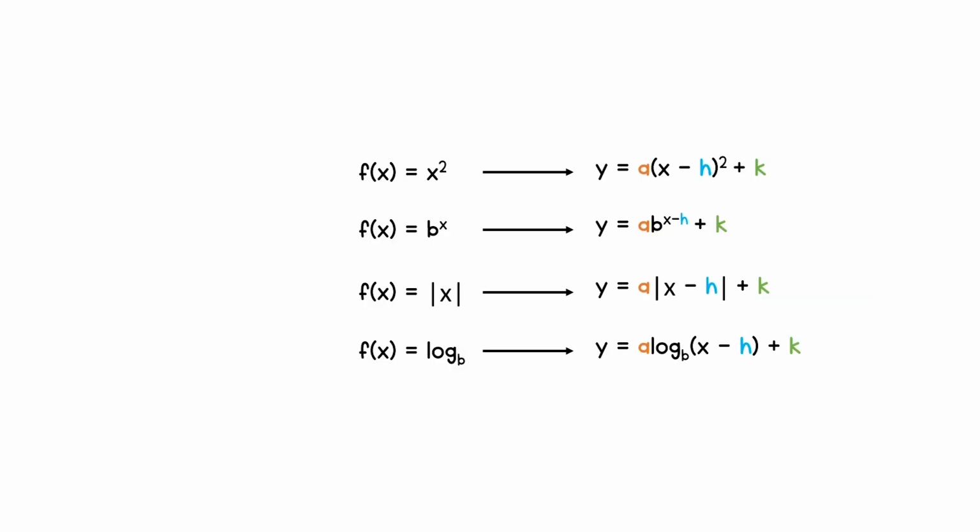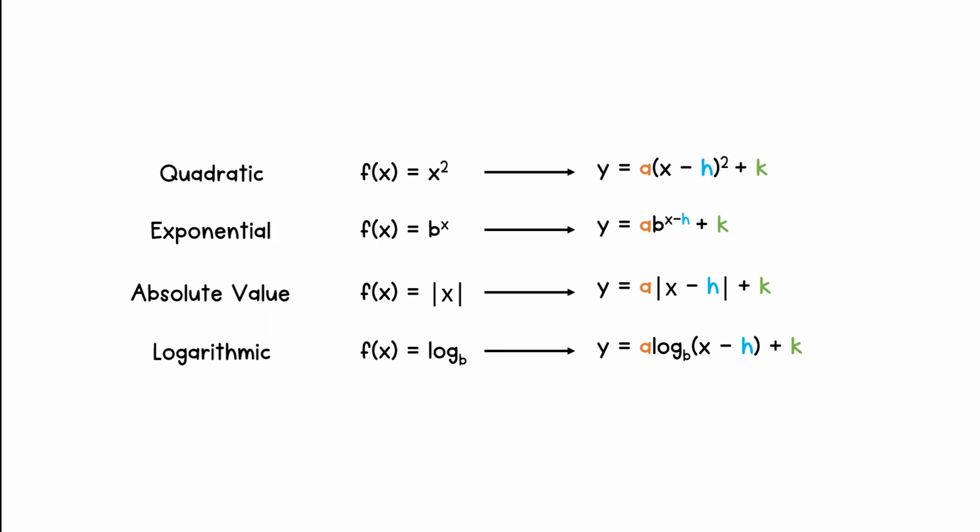Four main transformations that we cover in Algebra 1 and Algebra 2 are quadratics, exponential functions, absolute value functions, and logarithmic functions. And as you can see, the transformations appear in the same place using the same variables in every equation. It's also important to notice that it's always x minus h. When you're translating left and right, it's always subtracting originally, so you go the opposite direction. We'll see two different examples of this in a minute, but it's always important to remember that because the original formulas are subtracting, you go the opposite direction.